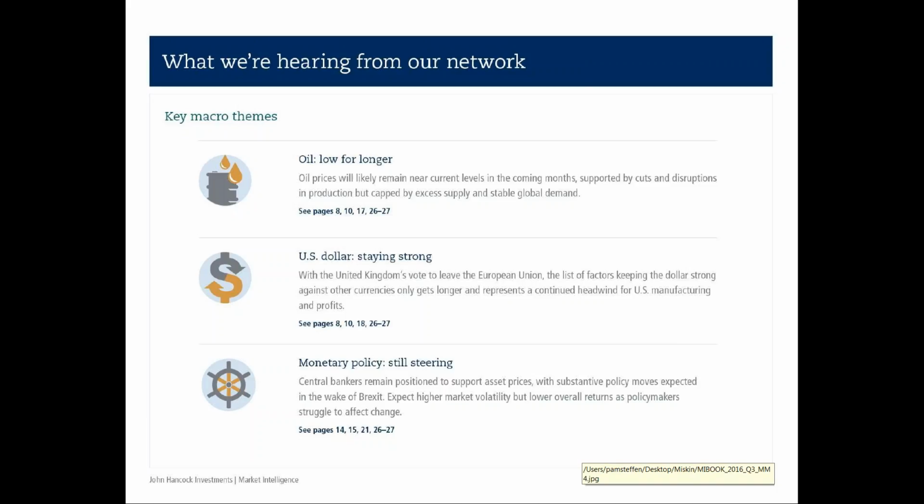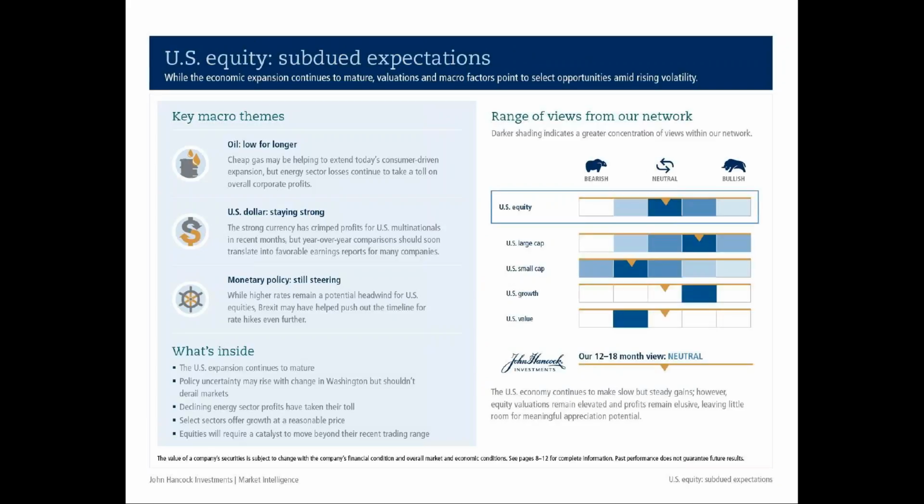All right. So the first one here we'd like to start with is U.S. equities, and I want to just talk about quickly how this book is created. On the left-hand side are the key macro themes and how that ties into the U.S. equity asset class, so stocks within the U.S. On the right-hand side are views of our asset management network.